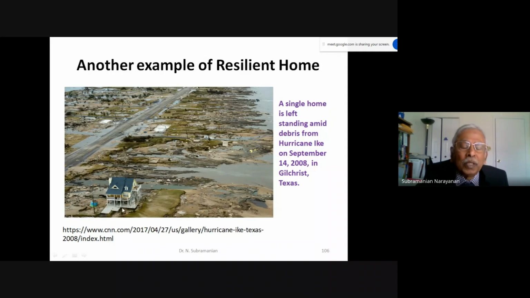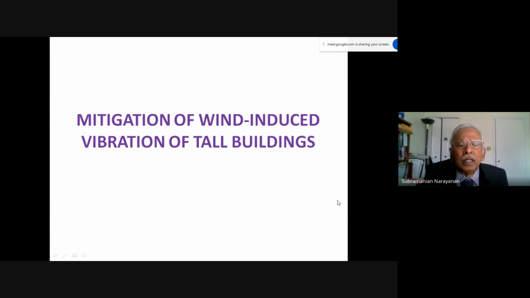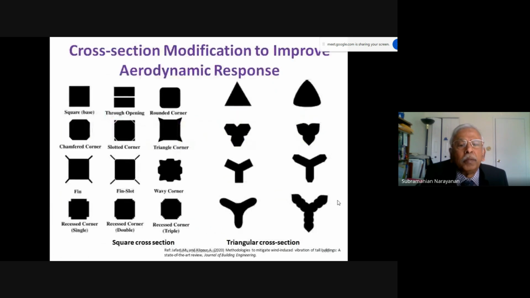You see, this structure is still there. This is an example from Hurricane Ike in September 2008 in Texas. So, what are the mitigation measures for wind-induced vibration of tall buildings? The cross section can be improved to have better aerodynamic response.